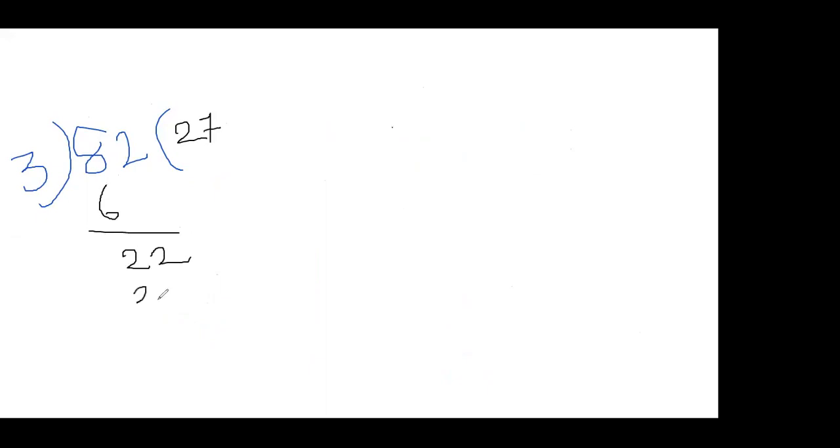Is 82 divisible in 3 table? Yes or no? Now check it. 3 2s are 6. Remainder is 2 and here 22. 3 7s are 21 and remainder is 1. This 82 is not divisible in 3 table.